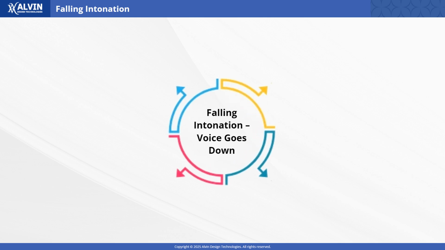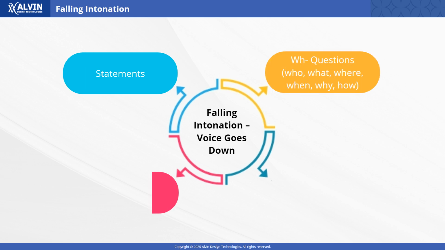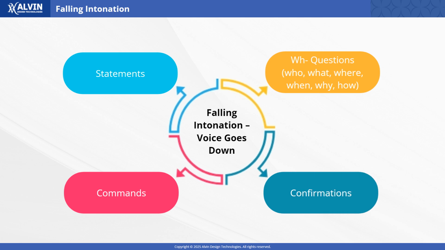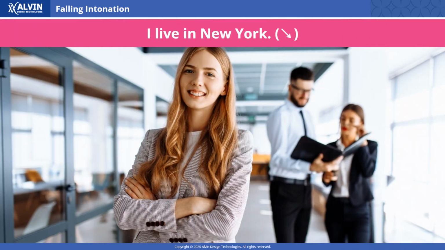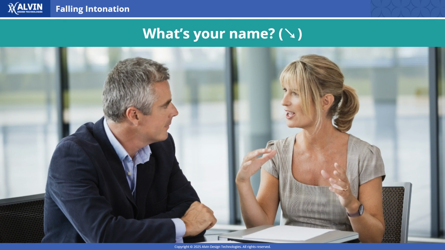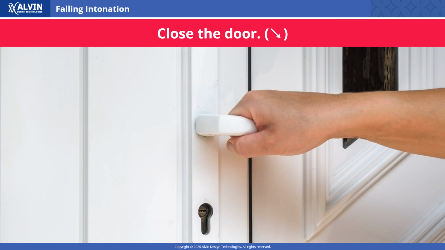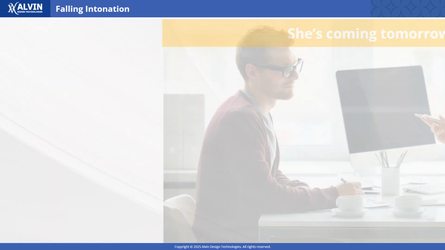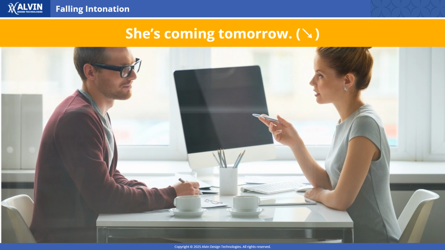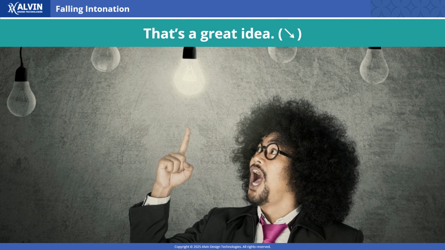Falling intonation occurs when the pitch of your voice goes down. It is used for statements, WH questions, commands, and confirmations. I live in New York. What's your name? Close the door. She's coming tomorrow. That's a great idea.